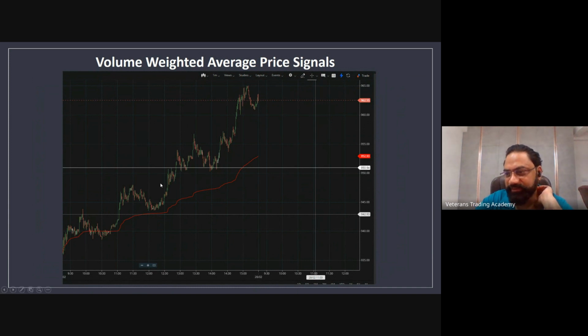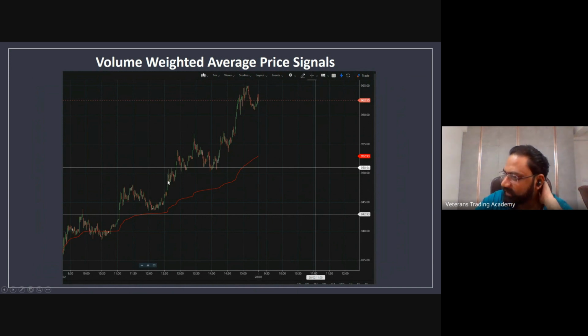But because volumes are high, it means people are buying, it means big houses are buying, it means chances are there that 950 may not hold, though it's a resistance. But since the pattern is also telling us that a triangle pattern is forming at 950, which is likely to break out, and volumes are also high, indications were there that it will break out.